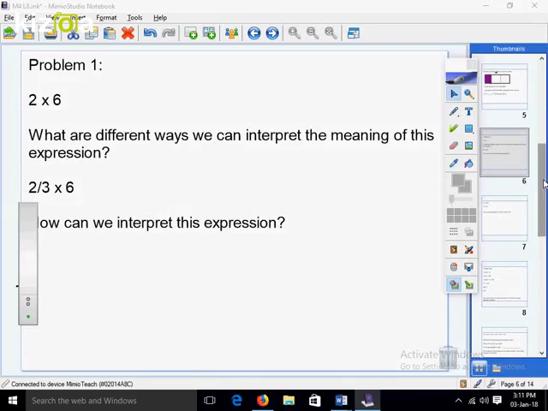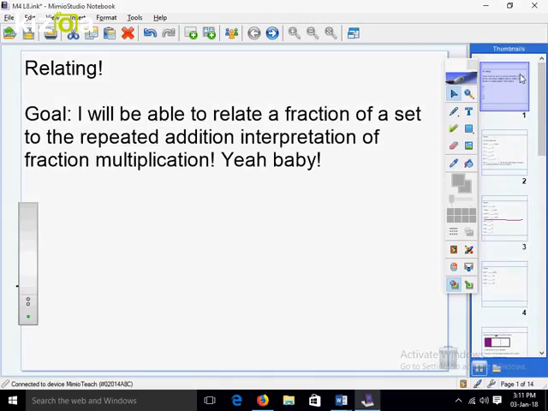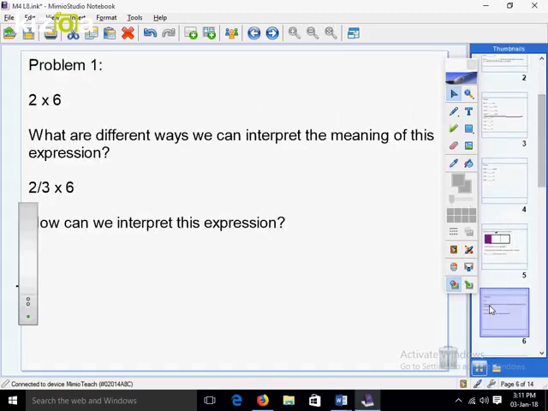We're in lesson 8, and our goal is: I will be able to relate a fraction of a set to the repeated addition interpretation of fraction multiplication. All right, let's get into the first problem here.